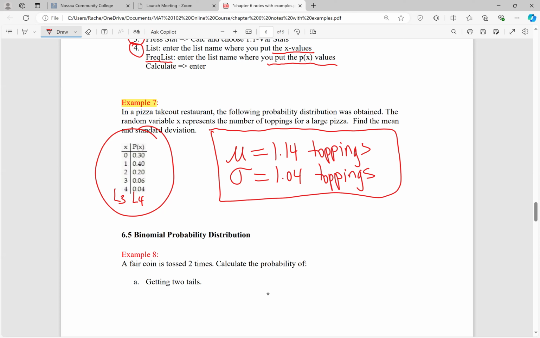So like I said, going forward, whether it's on a test or a quiz or practice or my stat lab questions, whenever you're given a discrete probability distribution and you need to find the mean and or standard deviation, use one variable stat in the calculator. It's going to make it much faster and easier rather than going through the formulas where potentially, it's easy to make an algebraic mistake. So this wraps up section 6.4. In the next lecture, we're going to start 6.5, binomial probability distribution.